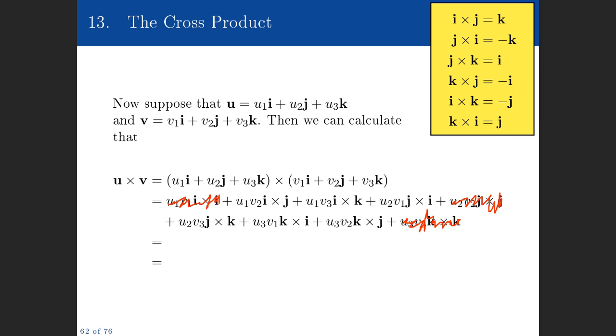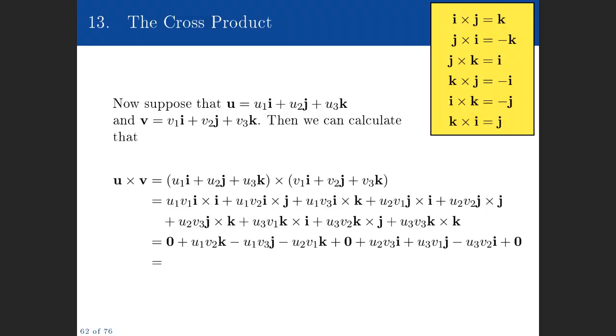And we know what to do here. I cross J, we know is the same as K. I cross K, we know is the same as minus J, and so on. I get 0 plus U1 V2 K minus U1 V3 J, etc. Rearrange this to group the I terms together, the J terms, and the K terms together. And we get the formula that we want.